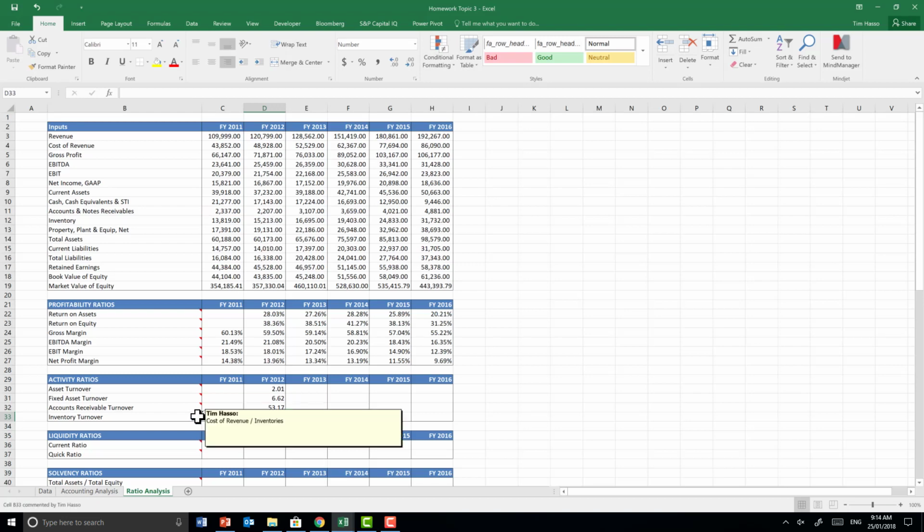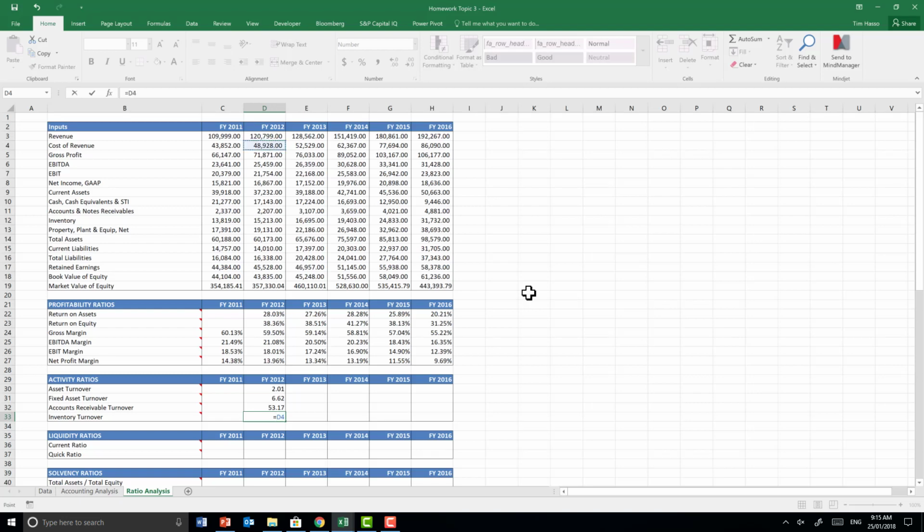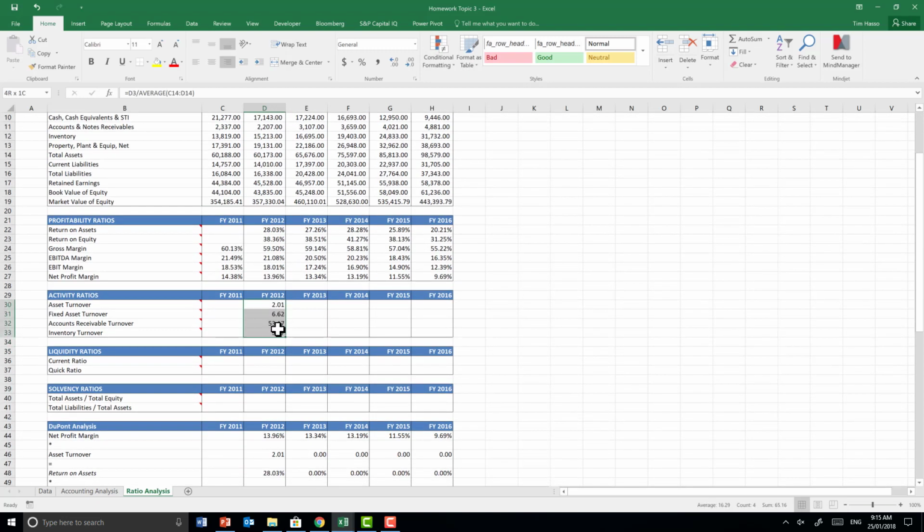Now the inventory turnover, it's something that we calculated last week, but last week we did not average the last 2 years worth of the balance sheet item, whereas in this week we will, so the number will be slightly different from last week. So we take the cost of revenue and divide it by the average inventories. So equal to our cost of revenue, and we divide it by average, open up a bracket, take our 2 inventories from the past 2 years, close the bracket, and you get 3.37. Again, once you've done that, you drag it to the right, and you've calculated all the activity ratios.